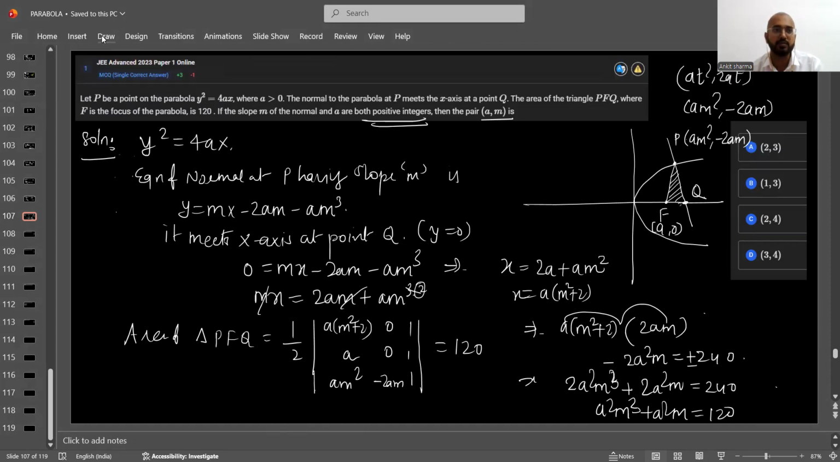Just need to plug in all the values. Or else, wait a moment. We can take a square outside, and then m cube plus m is equal to 120. Now it will be better. So let's see again the options. So m cube, a square is 4 into 3 square cube, 27 plus 3 is 30, into 4 is 120. That makes our option A correct.